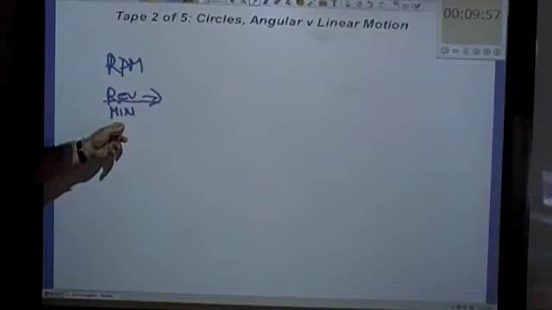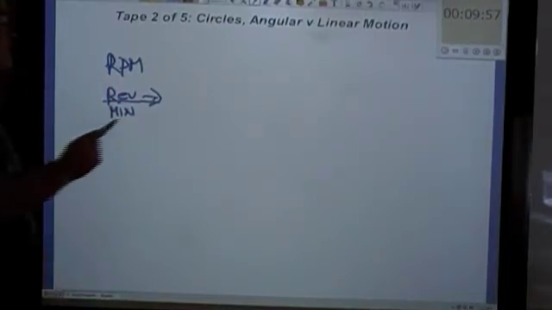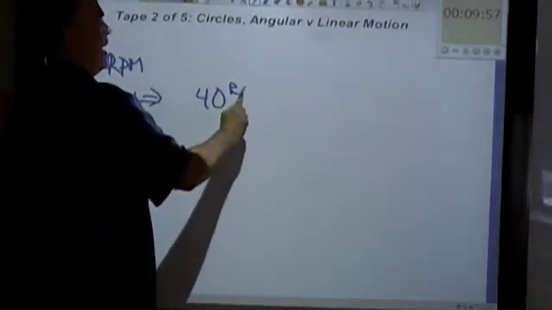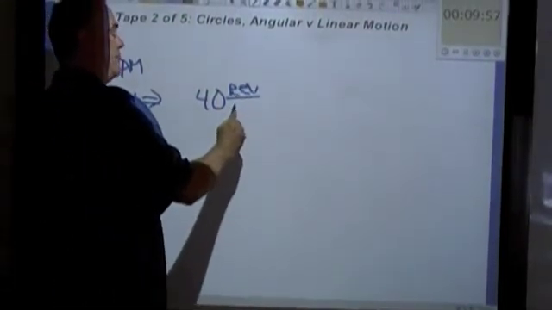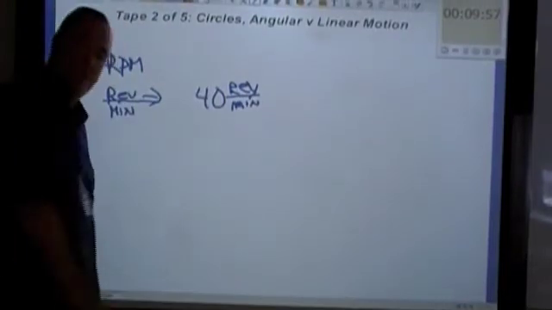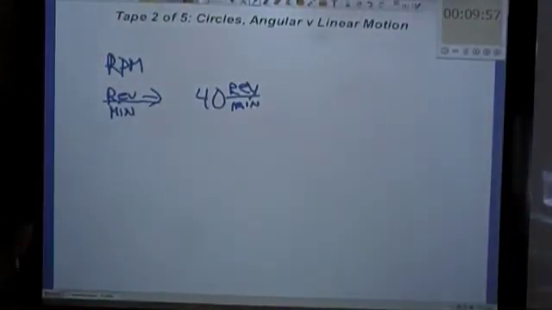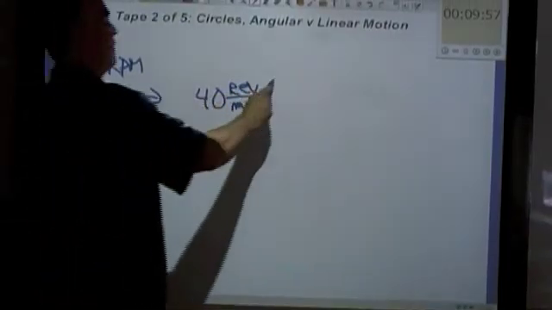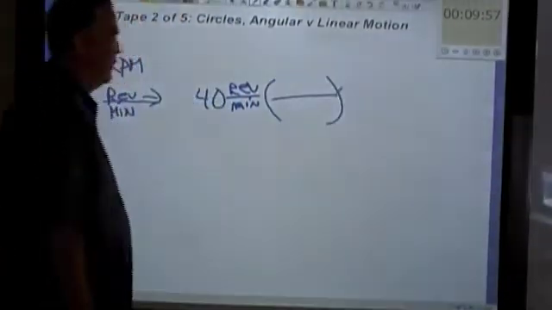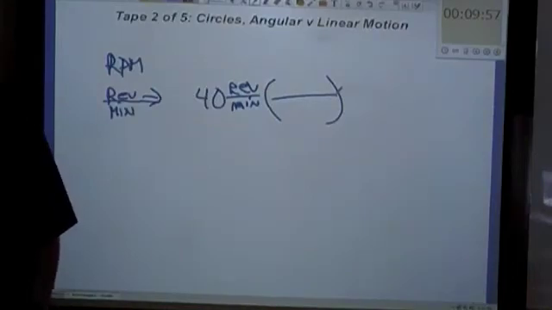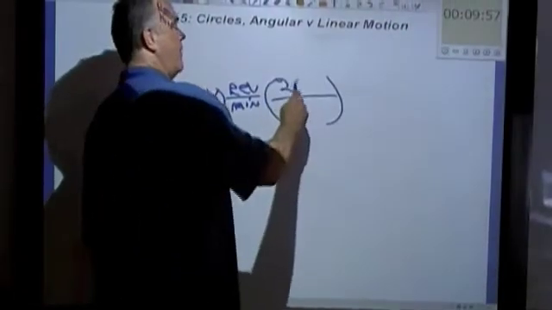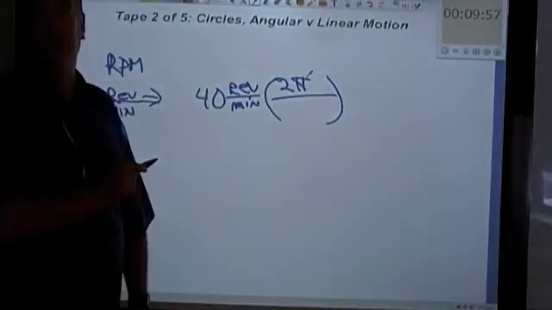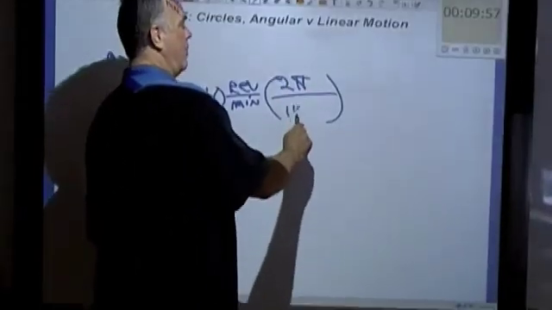Is that MKS? No. So how am I going to change revolutions per minute into MKS? Let's say I got 40 RPMs, 40 revs per minute. What am I going to change it into for MKS? Radians per second. This is a velocity. So what do I got to do first? That's got to be 2 pi. You got to multiply 2 pi over 60. That's what it comes down to, but let's do it slower than that. We got 2 pi radians over 1 rev.